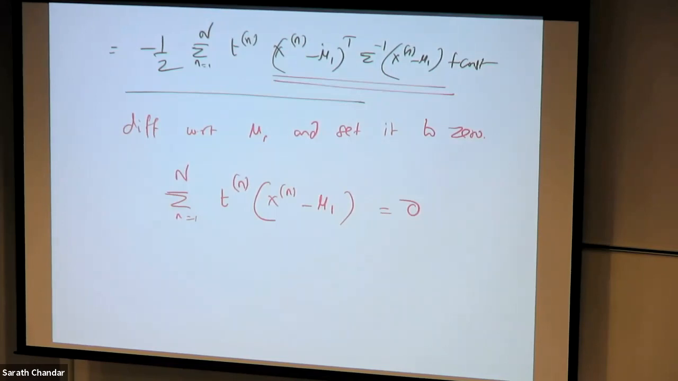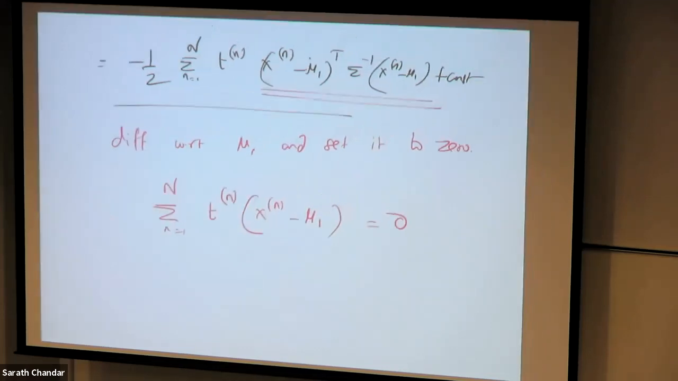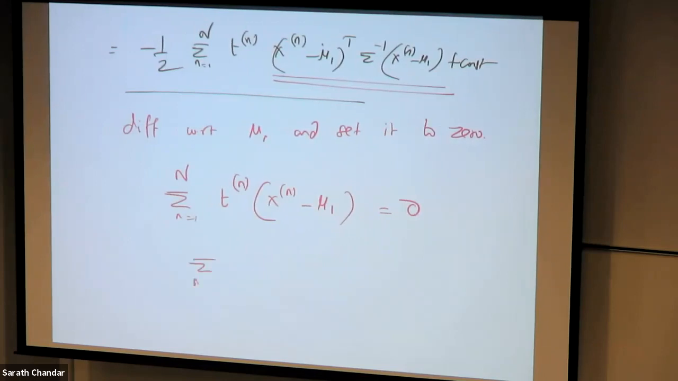Maybe I'll rewrite it. Summation over n equal to 1 to capital N, t of n x n is equal to summation over n equal to 1 to capital N, t of n mu1. Now we know this value. So what is this?